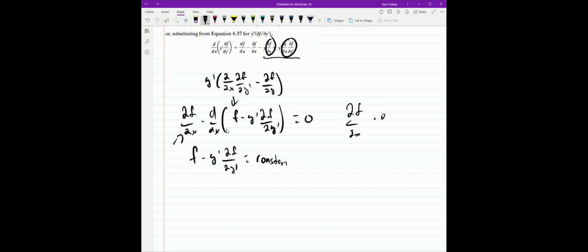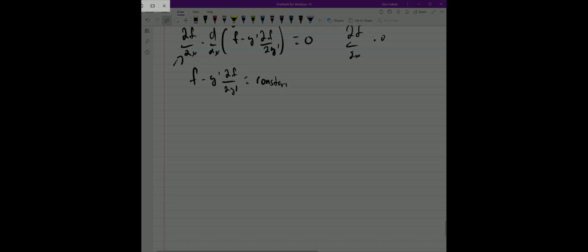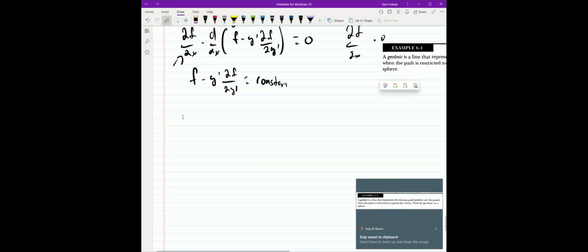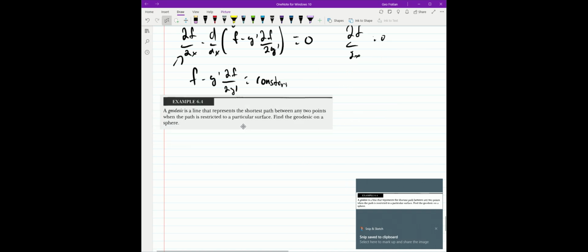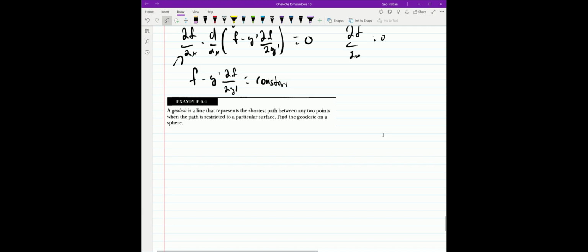So let's look at an example for this. Let's look into what a geodesic is. Interesting, I'm learning a lot of vocabulary today. A geodesic, I don't know if I'm saying that right, is a line that represents the shortest path between any 2 points when the path is restricted to a particular surface. Find the geodesic on a sphere. The element of length on the surface of a sphere of radius rho is given by rho times d theta squared plus sine squared theta d phi squared, to the 1/2.